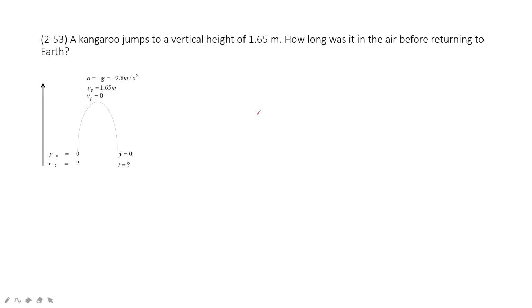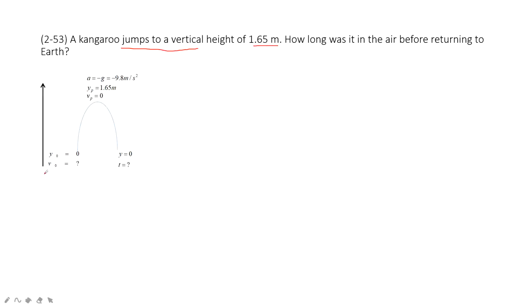Let's talk about problem 53 in chapter 2. In this one, it is still up-and-down projectile motion. It tells us a kangaroo jumps vertically, so the initial velocity is pointing up, right? And then the height of 1.65 meters tells us that at the peak, the position is 1.65 meters.